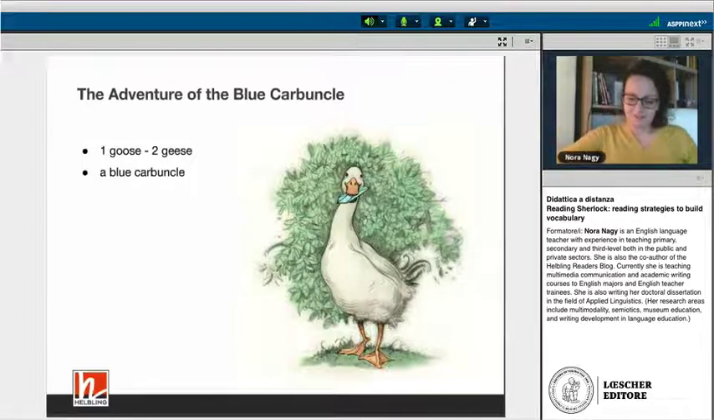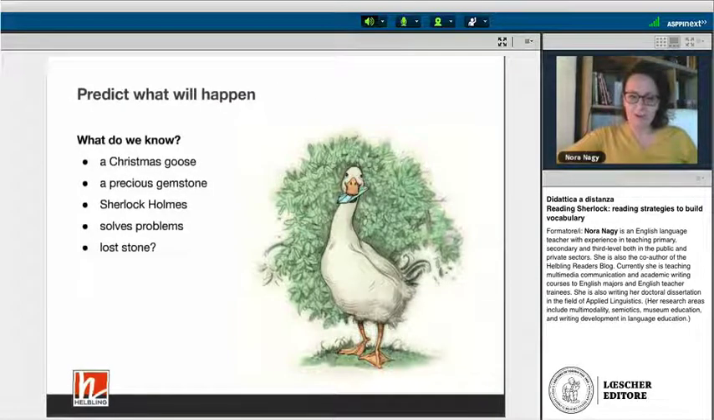All right. So here are a couple more things that we already know. So the story is set around Christmas, so this might be a Christmas goose. He's holding a precious gemstone. We know that Sherlock Holmes is involved somehow, who solves problems, so maybe there's a lost stone.